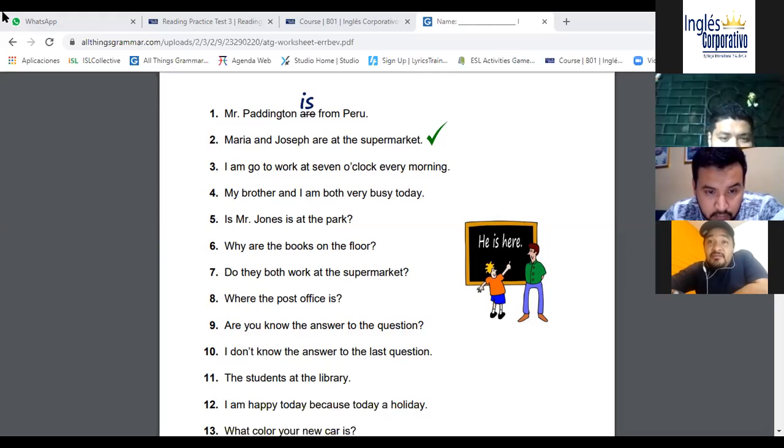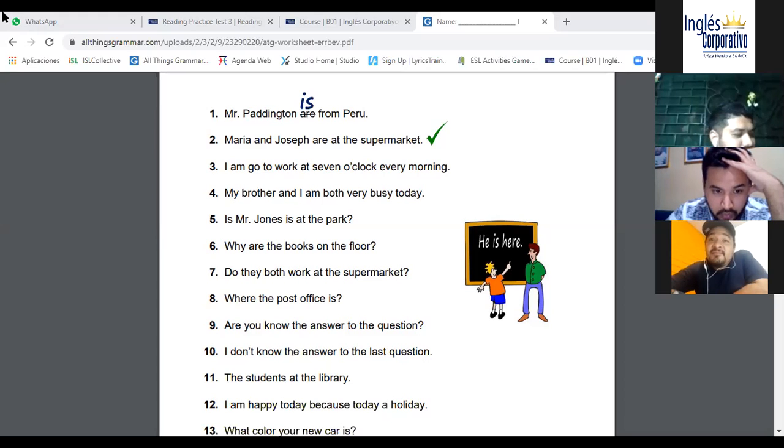1, 2, 3, 4, 5, 6, 7, 8. Sentences. Where the post? The post office is. Where is the post office? No sería is primero. Rodrigo. Is where the post office. Where. No, because use W questions.